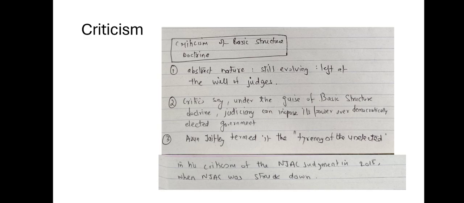We saw this when the 99th Constitutional Amendment Act was struck down by the Supreme Court, where the National Judicial Appointments Commission was declared unconstitutional because it took away primacy from the Supreme Court and gave it to the executive authority. When it was struck down, Arun Jaitley, the then finance minister, to the extent I remember, termed this the tyranny of the unelected, reaffirming that even the power of a democratically elected government is being nullified by the judges. Fine, this is the criticism.